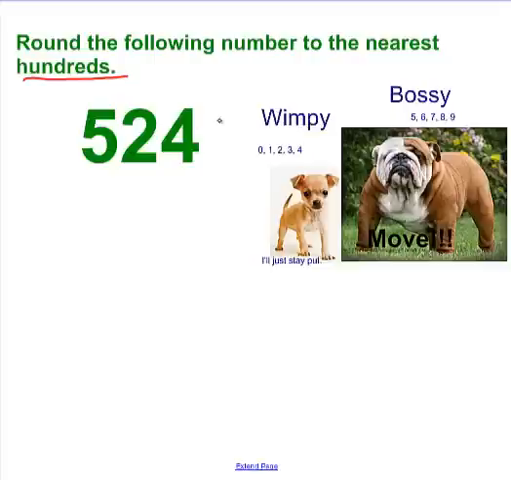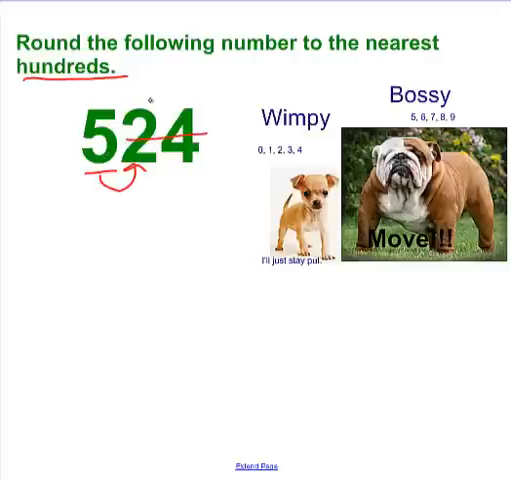Okay, the nearest hundreds. We need to go to the hundreds place value and underline that area. Now look at the neighbor right next door. You're not going clear over to the ones. The rule is you look at the neighbor right next door because we're looking for the nearest hundreds. So it's a 2. Is it bossy or wimpy? It's wimpy, you're right. So the 5 stays.